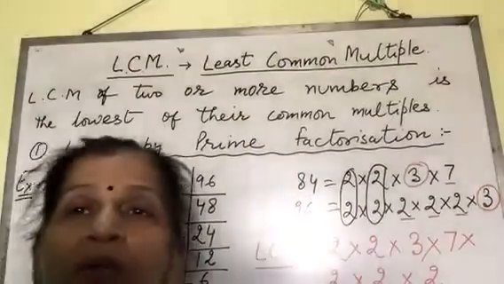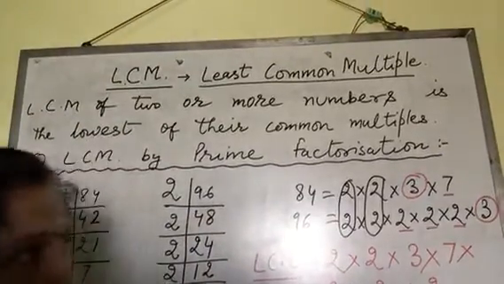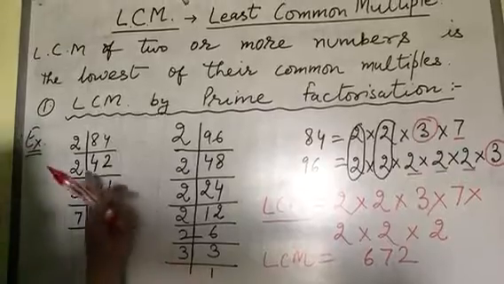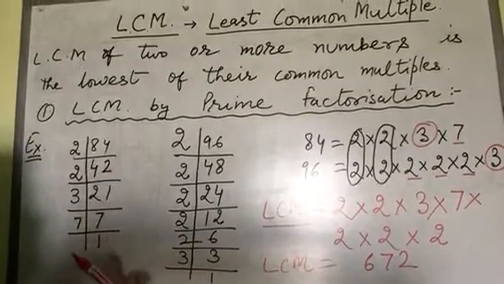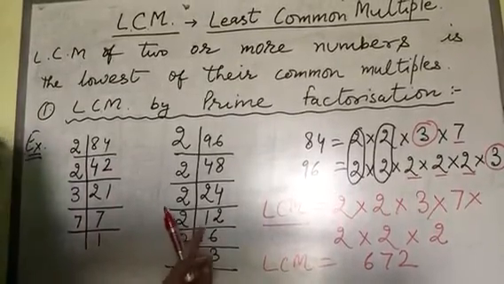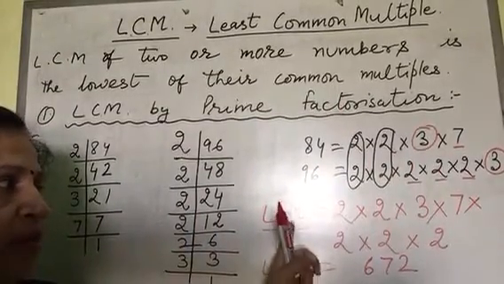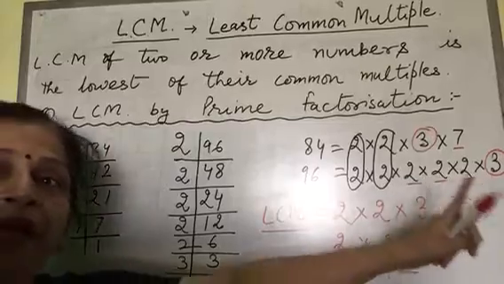Similarly, you can find out the LCM of 3 numbers by prime factorization. अगर आपके पास 3 numbers होंगे, then you have to do this prime factorization of the 3 numbers here. Then find out the common ones like this, and then LCM means multiplying the common ones with the uncommon.